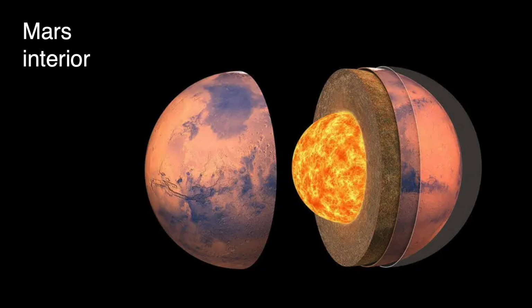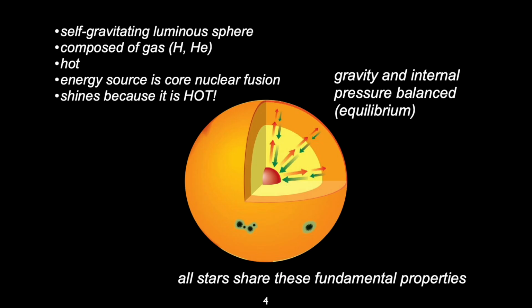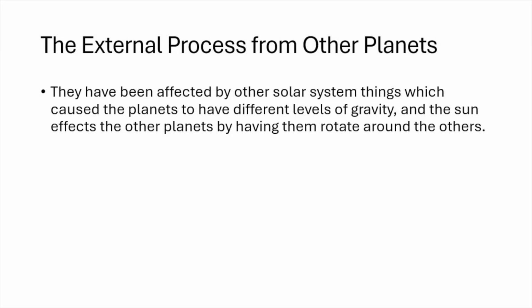Alright, physical properties of the sun. Very bright, extremely hot. External process from other planets. They have been affected by other solar system things, which have caused the planets to have different levels of gravity, and the sun affects the planets by having them orbit the sun.